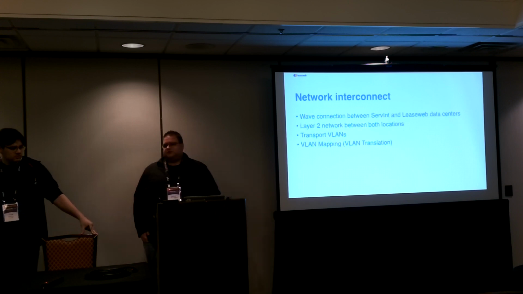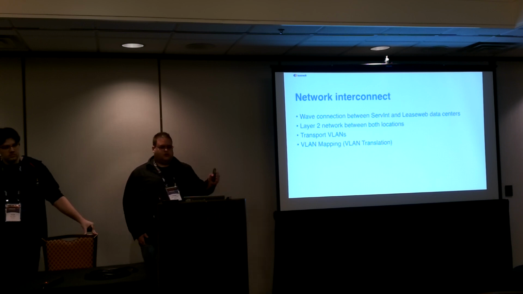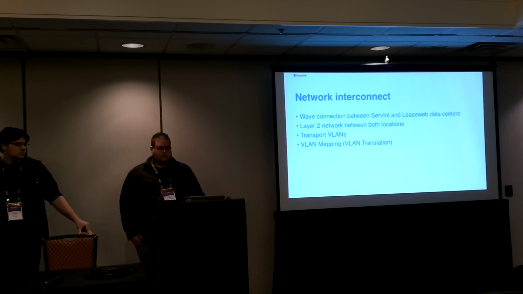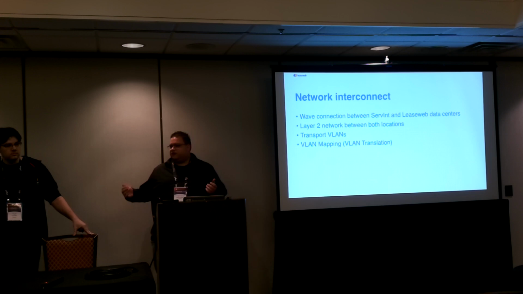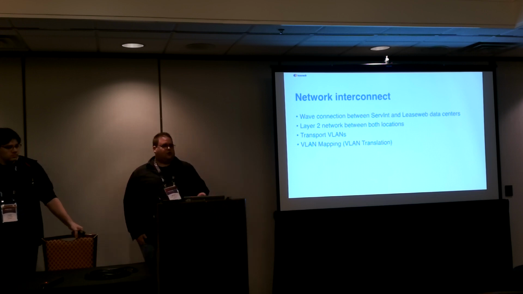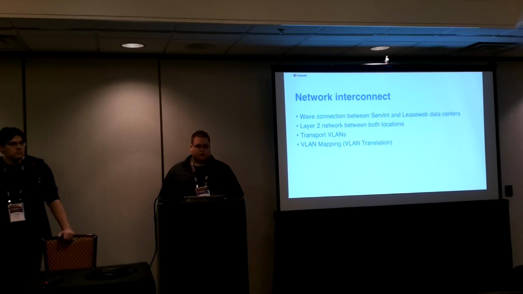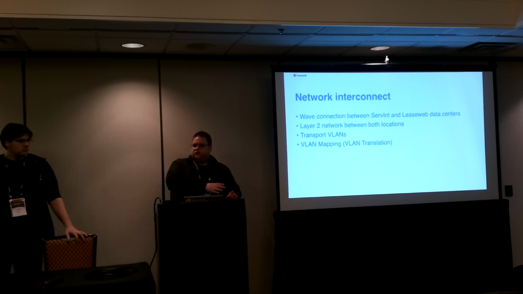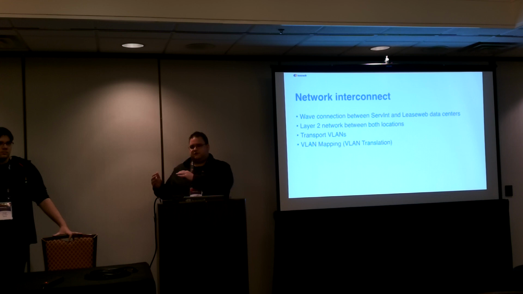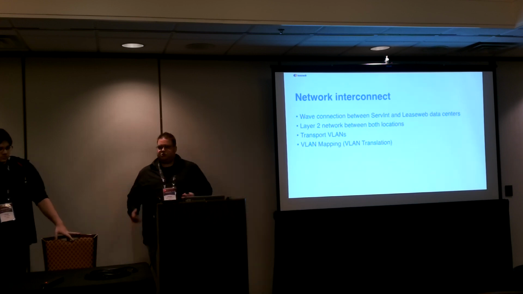So for the network migration, we created an interconnect between the Servant network and the Leaseweb network. We used a wavelength, basically a shared path over a dark fiber connection between the 2 data centers. Over this, we created a layer 2 network with some VLANs. We used this to transport the VLANs between the 2 sites, and we also used this to do some VLAN mapping. Because Servant used certain VLAN numbering in their network and we used VLAN numbering in our network, and they overlap, we had to renumber some VLANs on the Servant side to a different number on Leaseweb, so we would not get a conflict there.